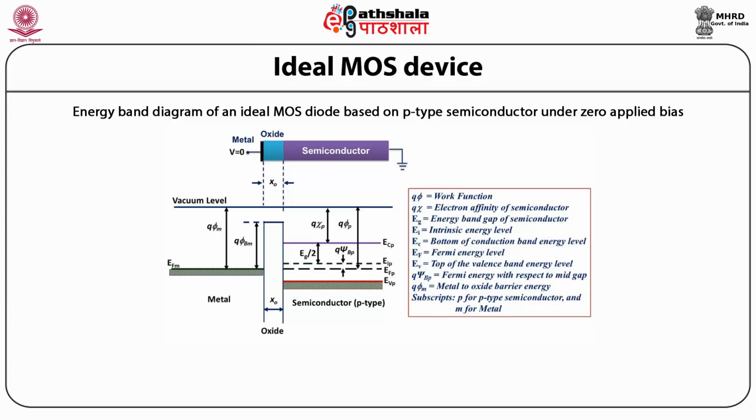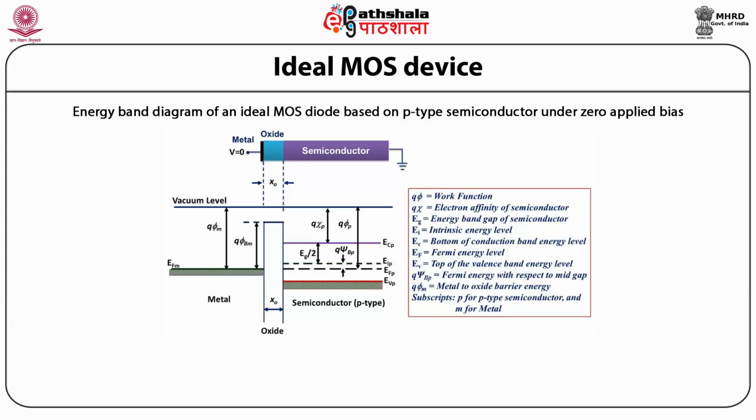Now here the P suffixes in all these correspond to the p-type semiconductor. Here qψBp corresponds to the Fermi energy with respect to the mid gap. qφm corresponds to the metal to oxide barrier energy. So here the subscript m corresponds to the metal and p corresponds to the p-type semiconductor.